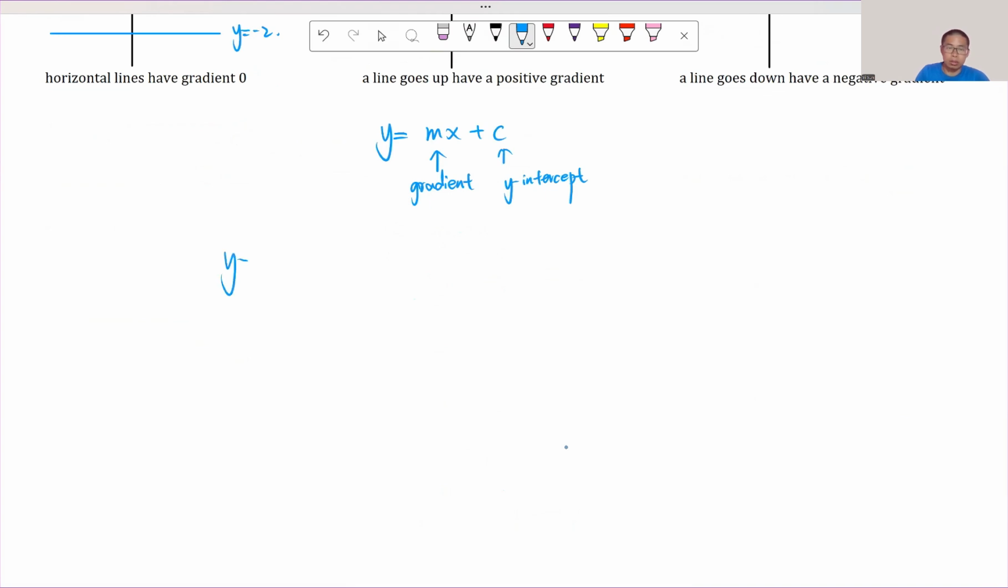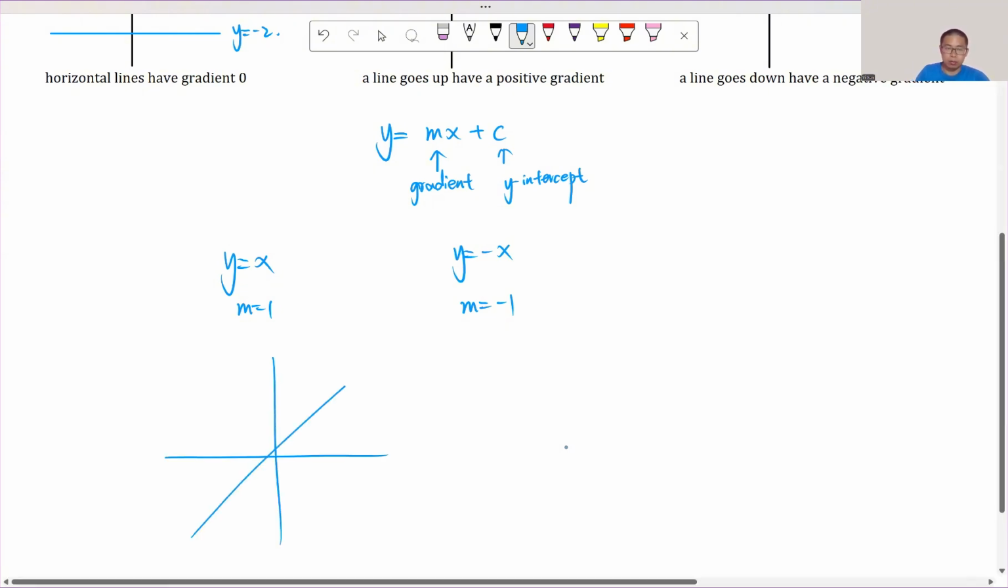Because for y = x, we know the gradient is equal to 1, because it's 1x. And then y = -x, the gradient is equal to -1, because negative x means -1 times x. So what's in front of x is negative. So 1 means positive, so it goes up. And then -1 is a negative number, so it goes down.